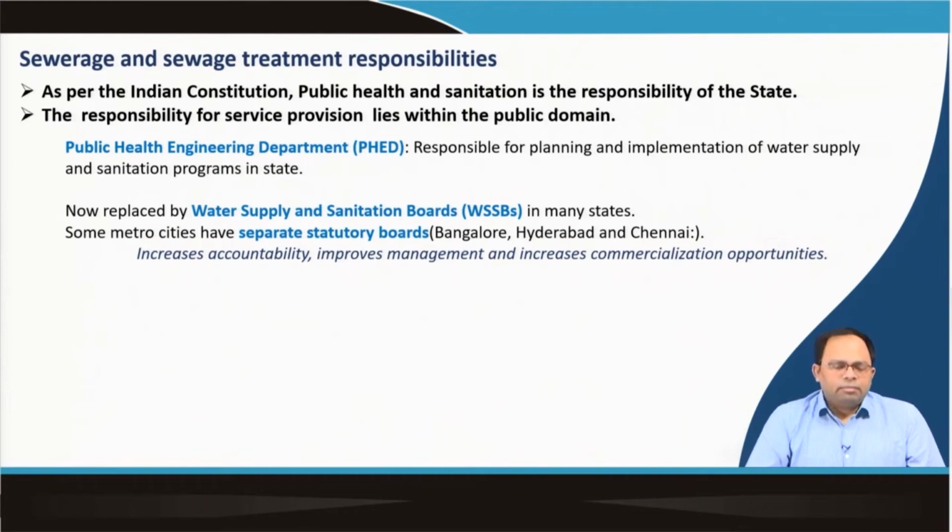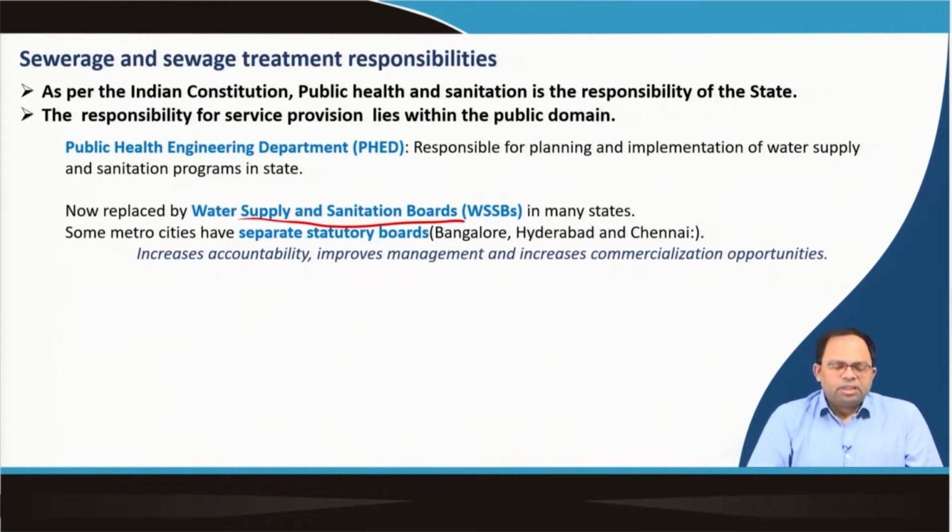But this Public Health Engineering Department is a state body, or it could even be a central body as well. They are the organization which is primarily involved in new infrastructure development and all. But gradually now many states are also having water supply and sanitation boards, which are taking up many of the responsibilities of the public health engineering department. That means they are both constructing, but they are also responsible for the maintenance as well.